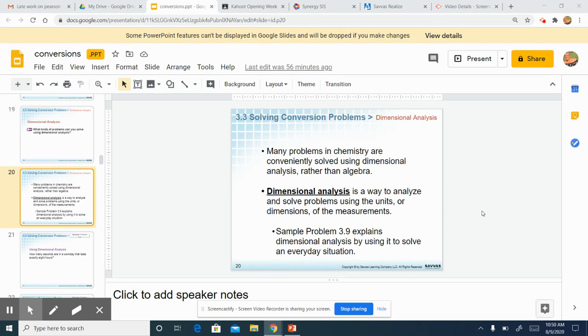And again, we can use this to solve everyday problems, or as we get further into the course, you're going to see how we use it many times in a process called stoichiometry, which is in the second half of the course. We'll use it extensively.